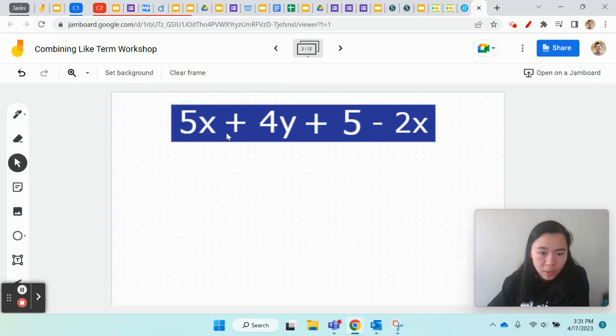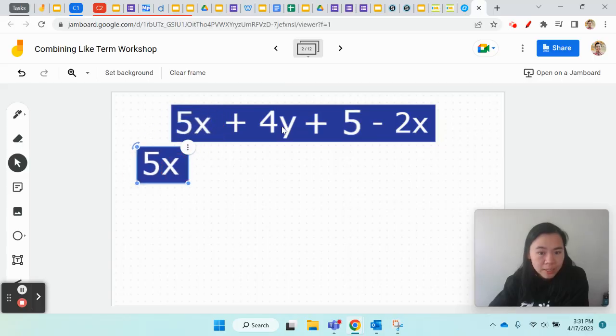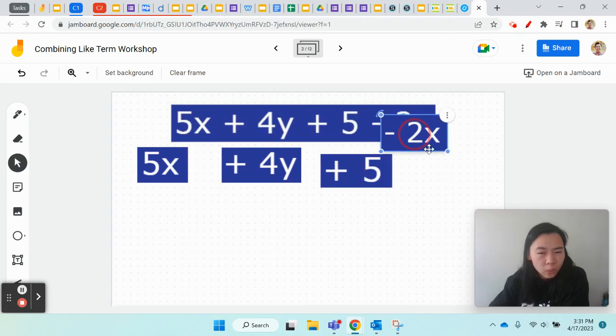Okay, so something like this, 5x plus 4y plus 5 minus 2x. In 6th grade, we learned that a term is a chunk, and our terms are separated by a plus, minus, or an equal sign. So for this expression, we have 4 terms. We have 4 chunks. I'm going to separate them out so it'll be easier for us to see what we can combine.